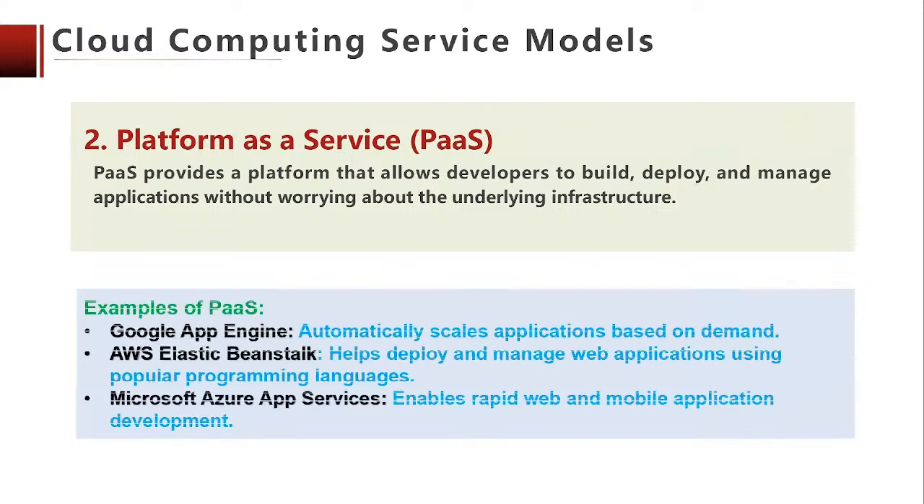You don't have to worry about how you are going to deploy and manage things. In the context of Google Cloud Platform, for example, Google App Engine is there. It automatically scales applications based on demand. When we talk about AWS, there is AWS Elastic Beanstalk. It helps deploy and manage web applications using popular programming languages. When we talk about Microsoft Azure, Azure App Services are there. It enables rapid web and mobile application development.